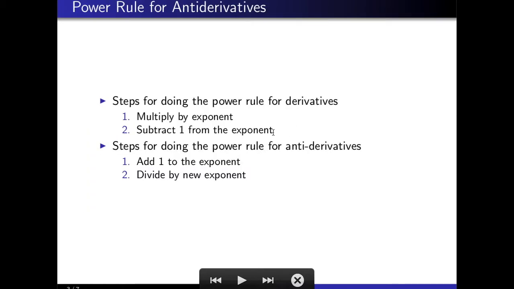And what we're doing is reversing the two steps of the derivative power rule, but we're doing them in reverse order. So we're undoing the subtraction by 1 from the exponent first by adding 1 to the exponent, and then we are undoing the multiplication through division.